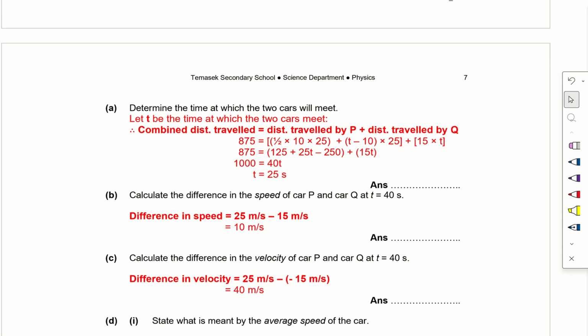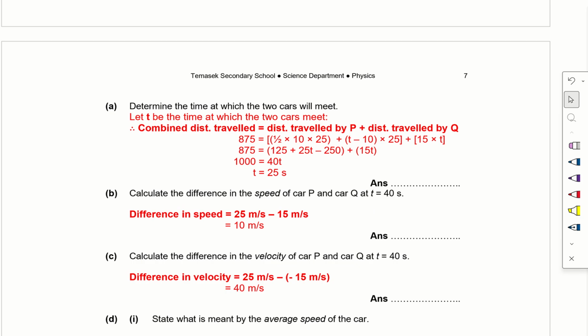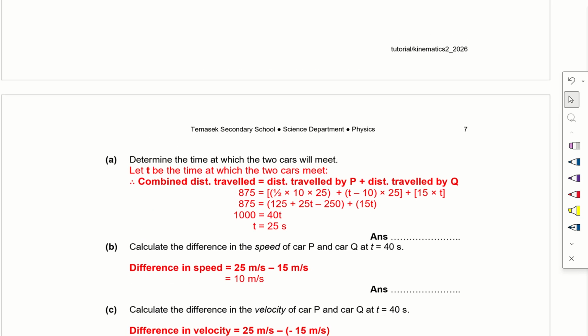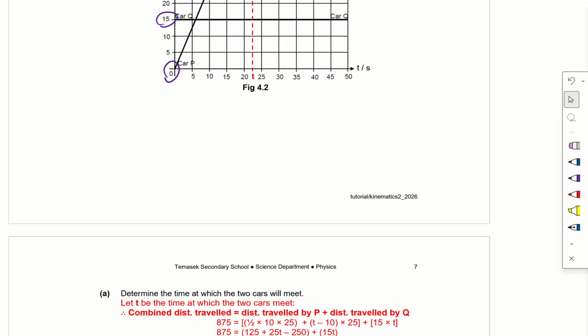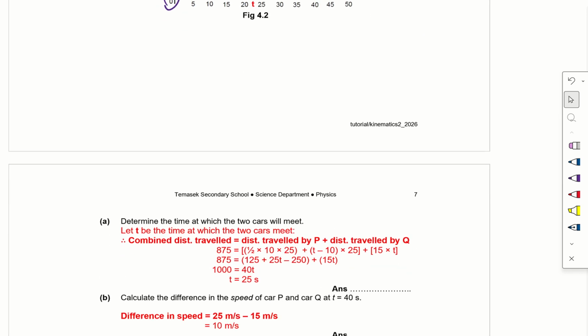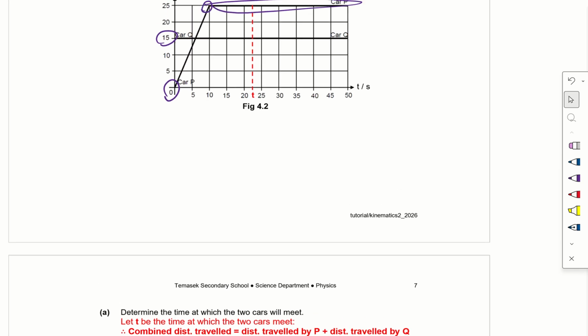Now determine the time at which the two cars will meet. So this one is actually not really physics. It just makes use of the area under the graph. Okay, so let T be the time at which the two cars meet.